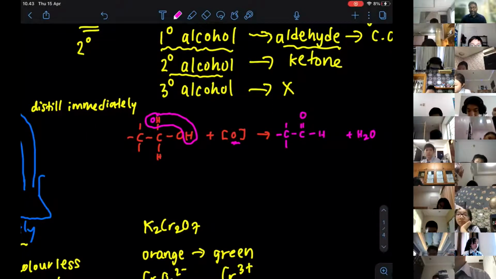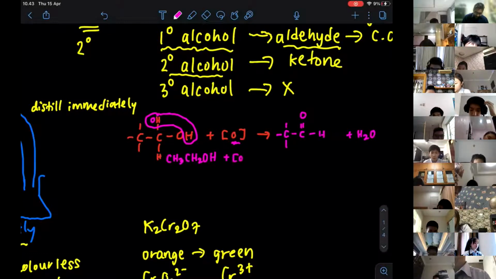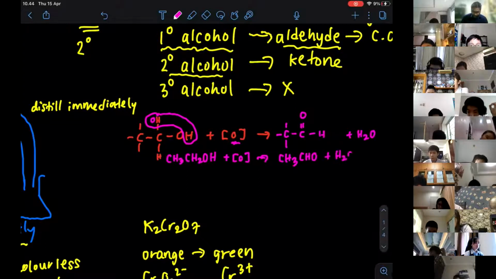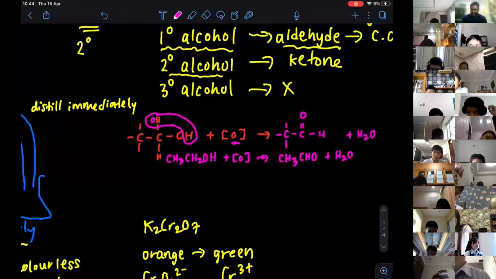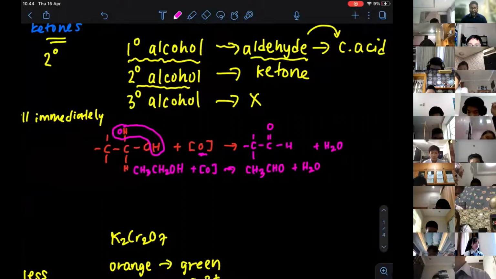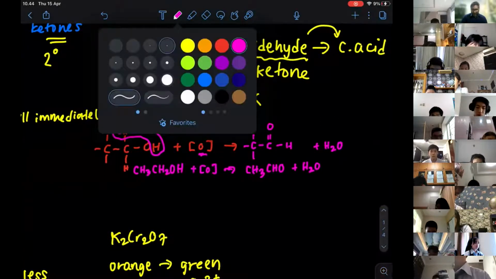Now, how do I write this in the form of an equation? You write down CH3CH2OH, the alcohol. You need only 1 mole of oxygen, so I just put 1 mole of atom of oxygen, and it will give you CH3CHO, which is how to write aldehyde, plus water. Simple as that. Now, how do I oxidize this aldehyde to become carboxylic acid? It is even simpler.